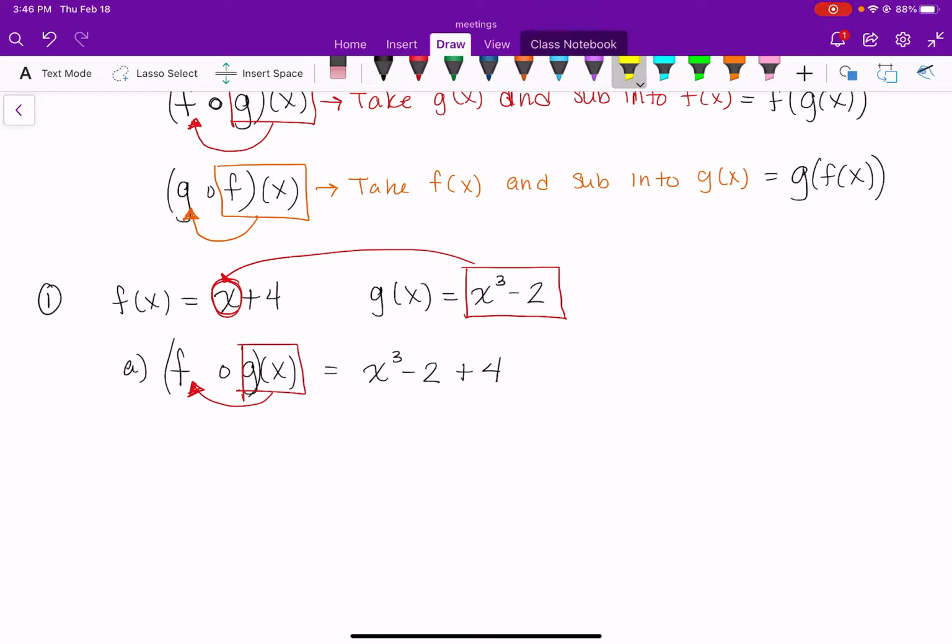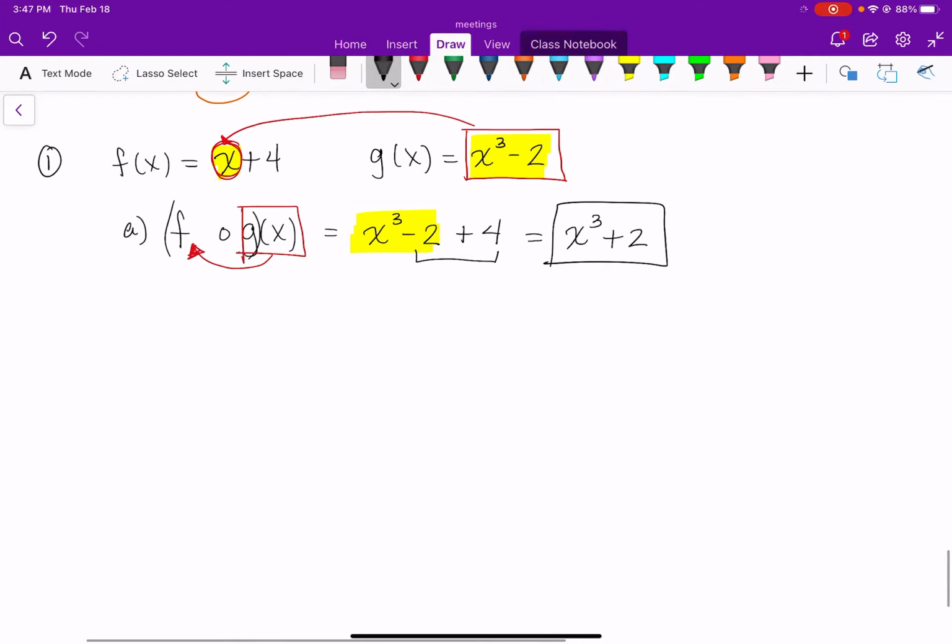Again, all we're doing is this function replaced that x. Now, we do want to simplify because we can take the negative 2 and the positive 4 and combine those together and get x cubed plus 2. And this would be our answer.